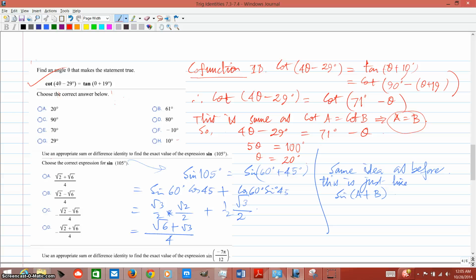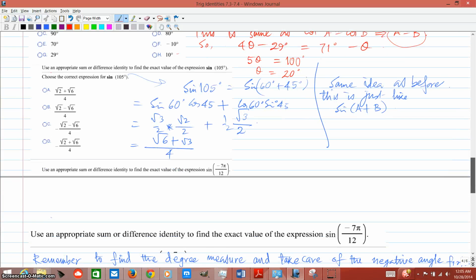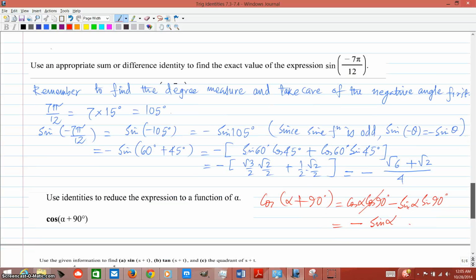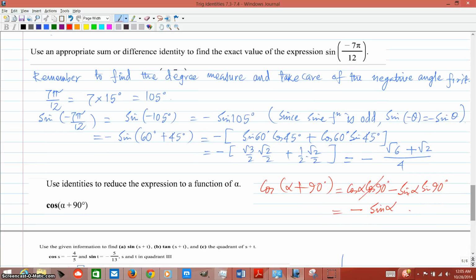So you just come up with two special angles and utilize the trig identity for sine of A plus B, substitute, and get the answer. The problems I have already worked out, so you should be able to follow them. You can pause and watch the steps.